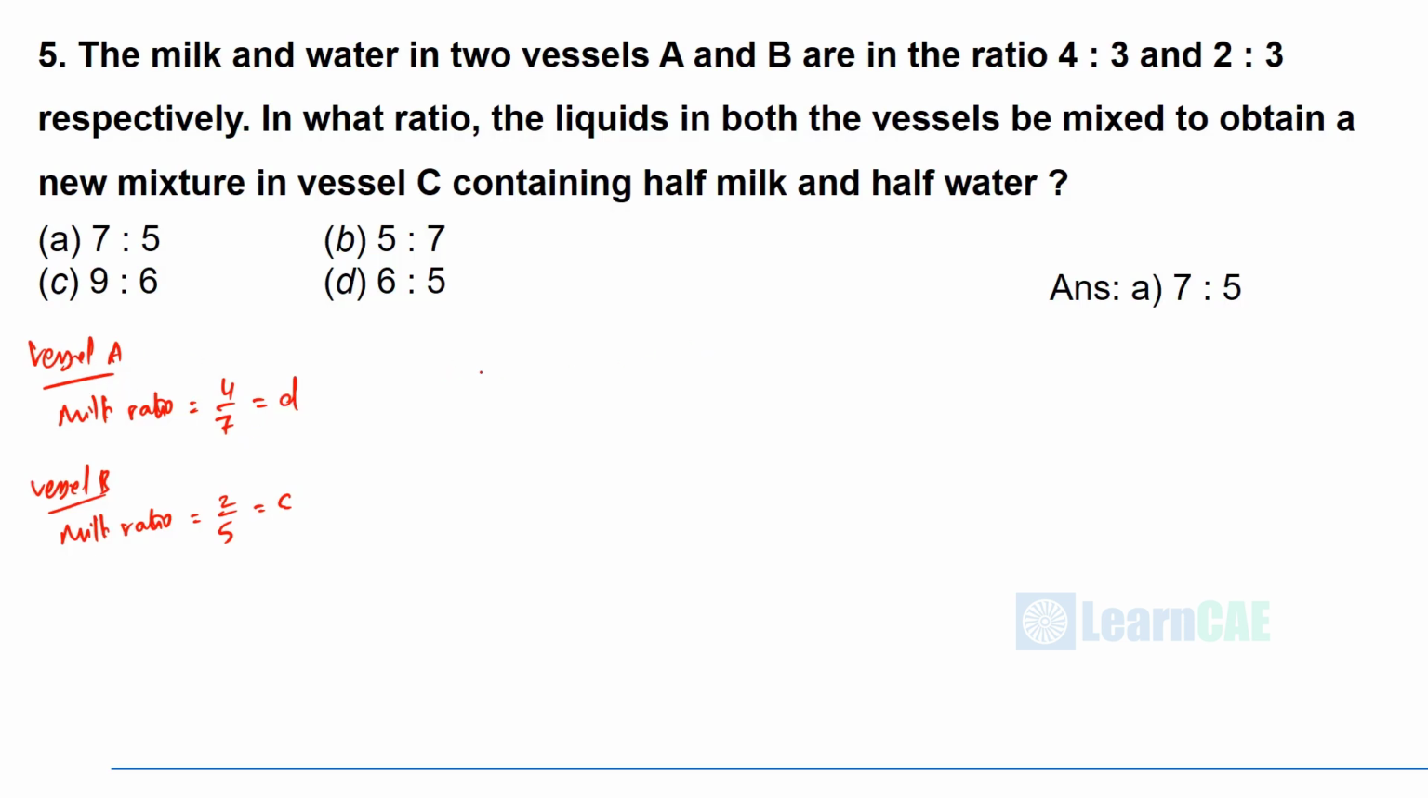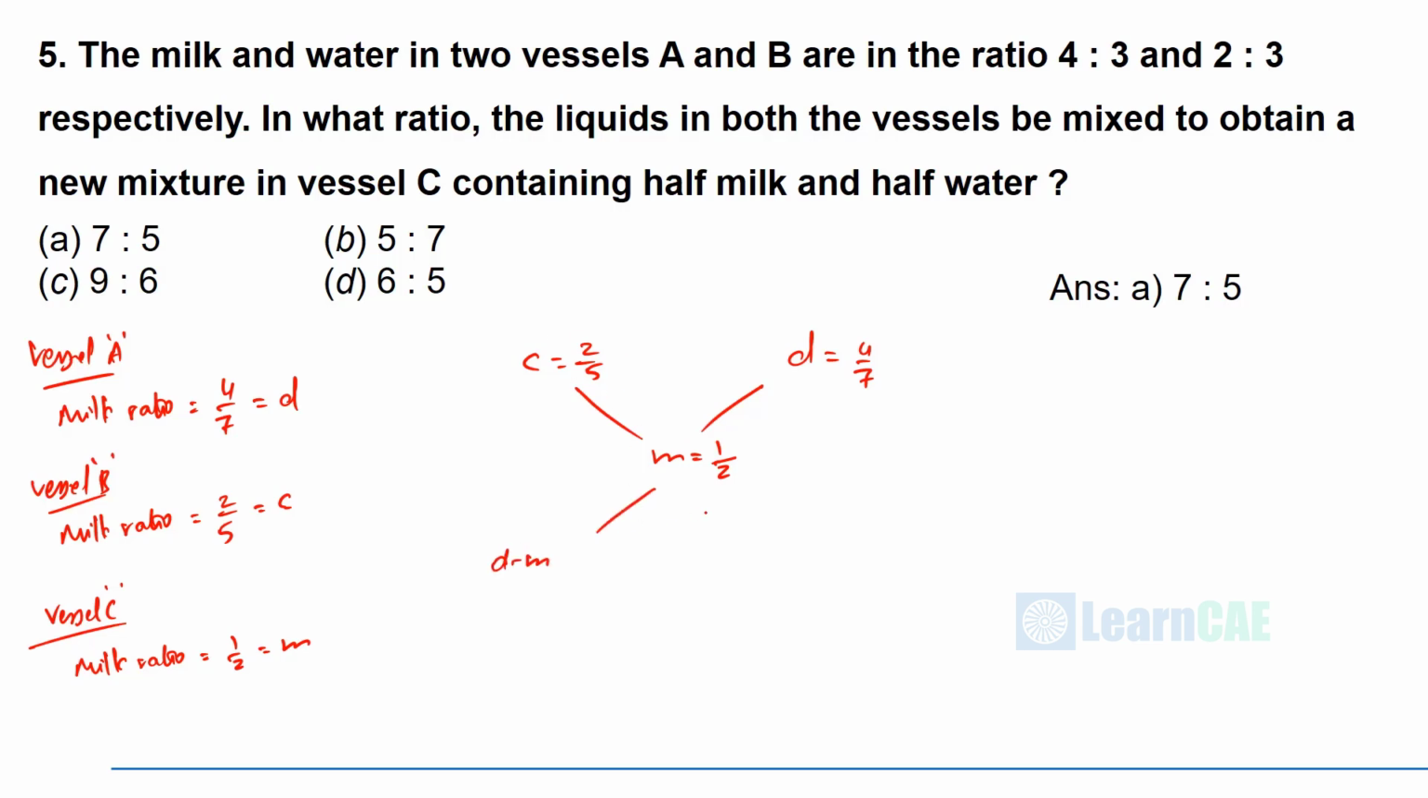Next we shall apply the rules of alligation and mixture. Therefore, C, D, M. C is equal to 2 by 5, D is equal to 4 by 7 and M is equal to 1 by 2, because vessel C contains half milk and half water. So in vessel C, the milk ratio is equal to 1 by 2, which is equal to M. Therefore, as per the formula, here this will be D minus M and here this will be M minus C.